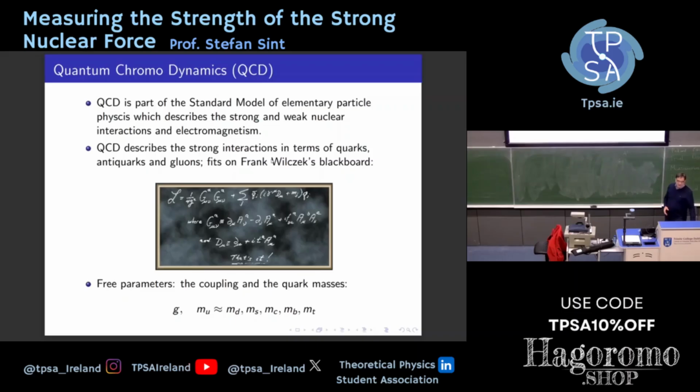So now QCD describes the strong interactions of quarks, antiquarks, and gluons, and it fits on Frank Wilczek's blackboard. Frank Wilczek is a Nobel Prize winner, who got the Nobel Prize for asymptotic freedom. We will later talk about that. And this is the QCD Lagrangian, the Lagrangian density, really. You have seen Lagrangians in mechanics, I guess, in first year. So if you integrate over 3-volume, you get a proper Lagrangian. And that's QCD. That looks fairly simple.